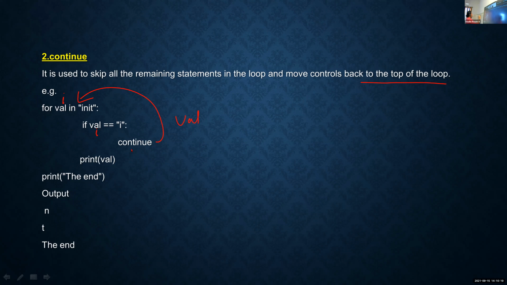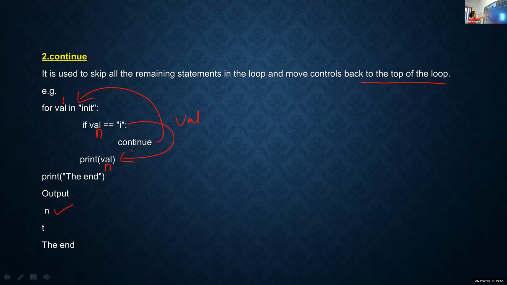So continue. Then here the next value is n. n equal to i, is it true? No. Then it will execute print val. What is print val? Here the value of val is n, so it will print n. The first value of val is i, so i equal to i is a true statement, so there is no print statement executed according to that.